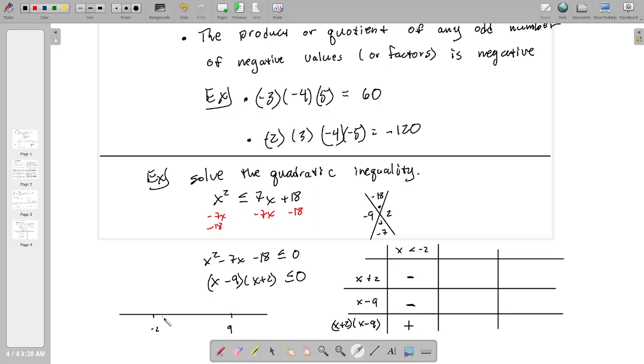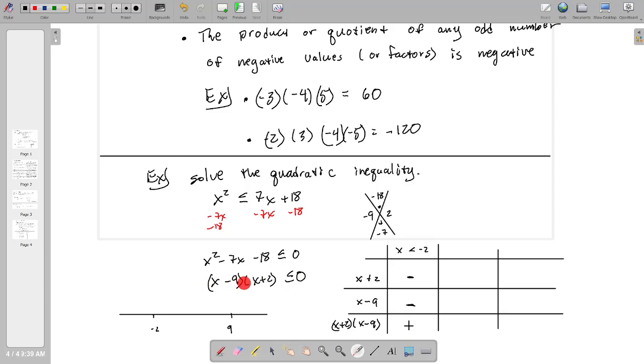Then we move on to the next one. Now, I want to note before we move on why we're doing this. And I can note very easily using this as an example. So look over here. We have the x minus 9 and the x plus 2 is less than or equal to 0.